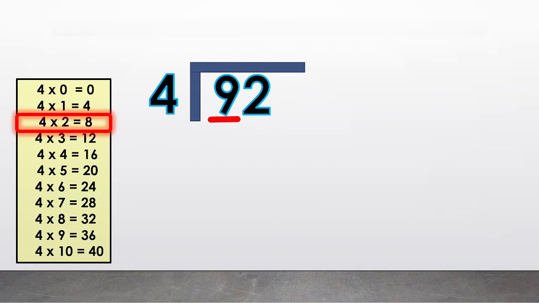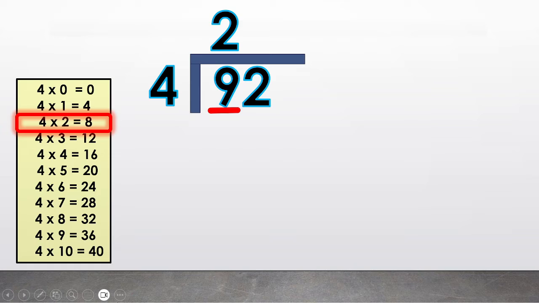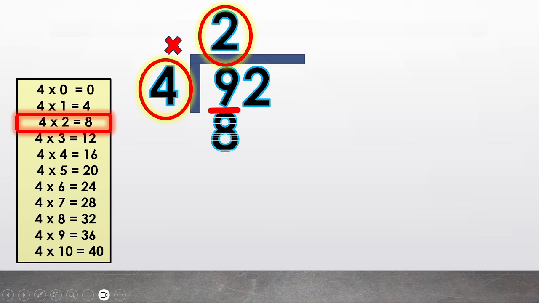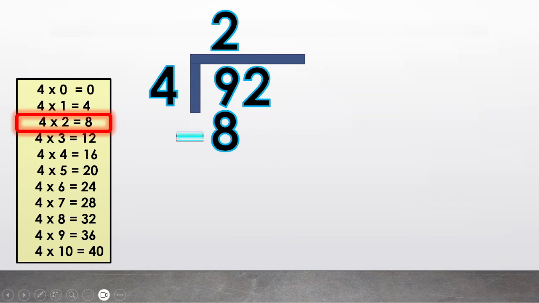Write the 2 above the 9. Now, multiply 4 times 2 equals 8. Write 8 below the 9. Now, subtract 9 minus 8 equals 1. Next, bring down the digit 2 in the dividend. So, it becomes 12.